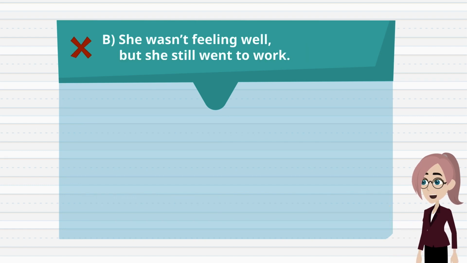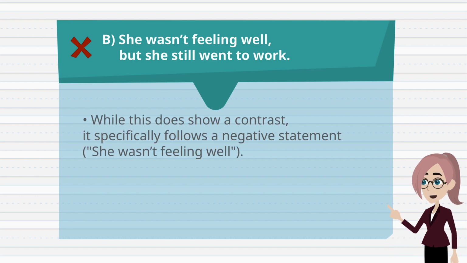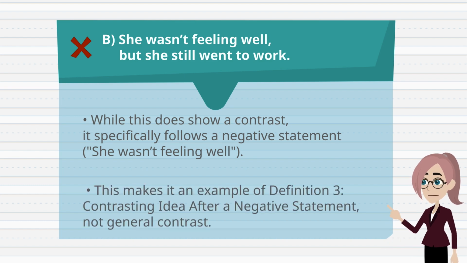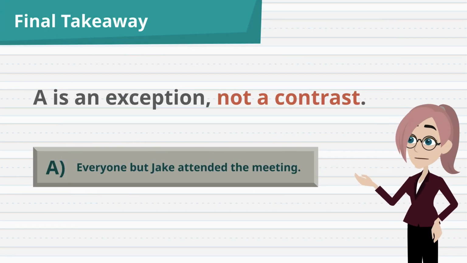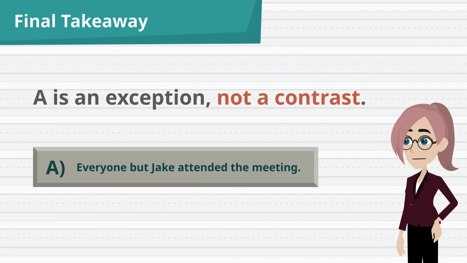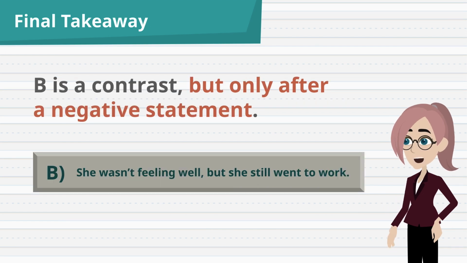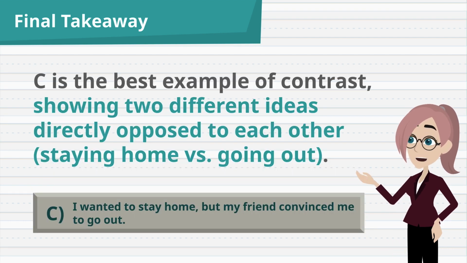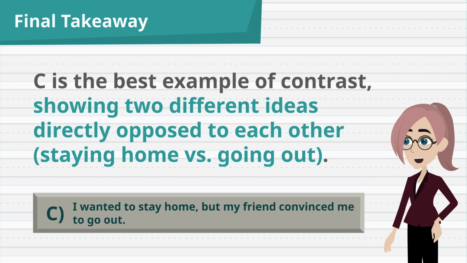B. She wasn't feeling well, but she still went to work. While this does show a contrast, it specifically follows a negative statement. She wasn't feeling well. This makes it an example of definition 3. Contrasting idea after a negative statement, not general contrast. Final takeaway. A is an exception, not a contrast. B is a contrast, but only after a negative statement. C is the best example of contrast, showing two different ideas directly opposed to each other, staying home versus going out.